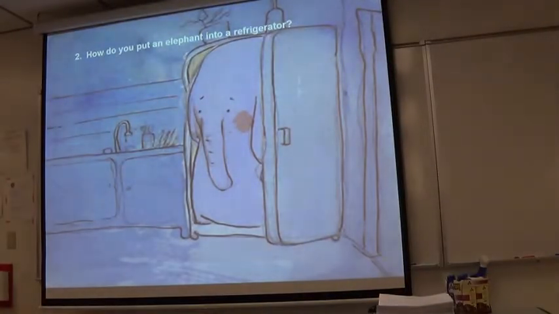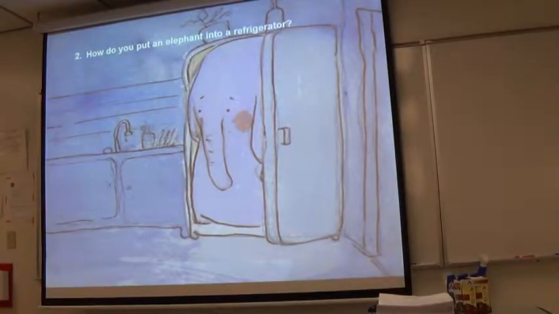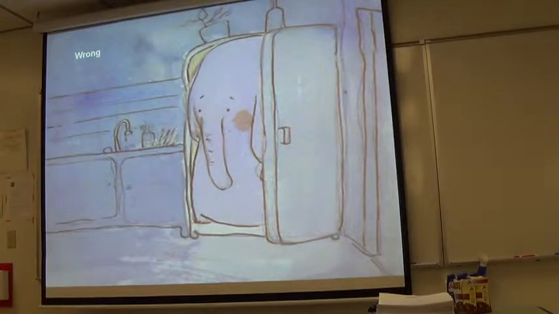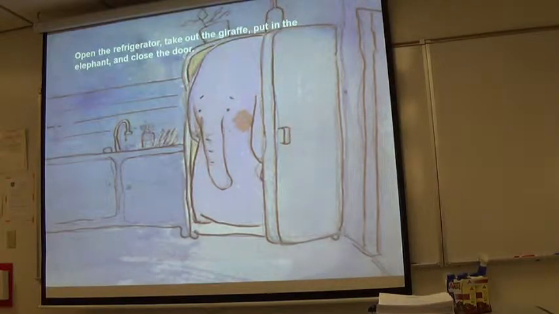So how do you put an elephant in a refrigerator? Take the giraffe out. Did you say open the refrigerator, put in the elephant, and close the refrigerator? Wrong. Open the refrigerator, take out the giraffe, then put in the elephant and close the door. See, I said it was designed to make you feel stupid.